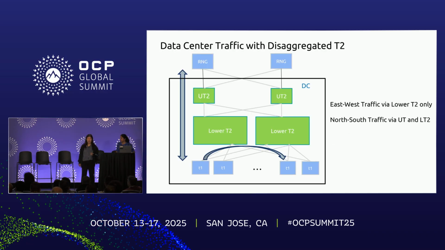The UT2 and lower T2 boxes serve different roles in the data center. East-west traffic stays within the lower T2 layer. When using high radix ASICs, the lower T2 boxes will be able to connect more T1 devices than traditional chassis line cards. The north-south traffic will be between UT2 and lower T2. And as I mentioned earlier, the UT2 will be connected to what we call regional network gateways. Outside of the data center, it needs longer cables, deep buffers, as well as encryption support.